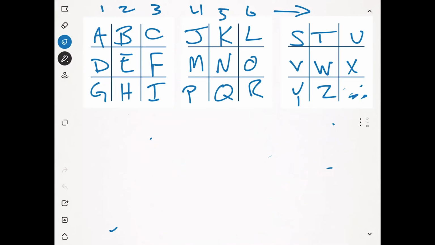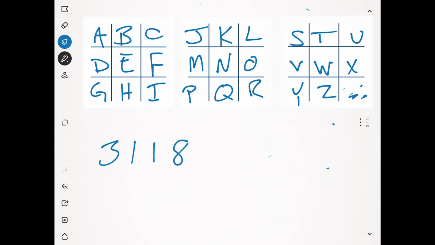The other one I forgot to do with this one, without doing the columns and rows, that could be numbers. I missed over that one. We could say 31, 18, 11, 24, 15, and then this is 29.